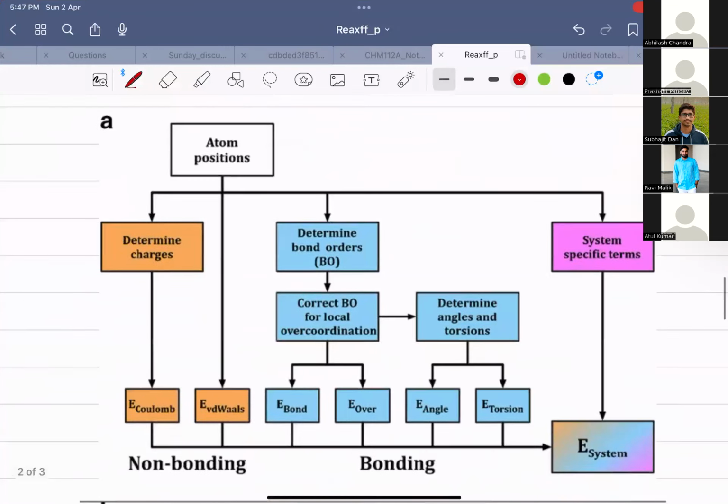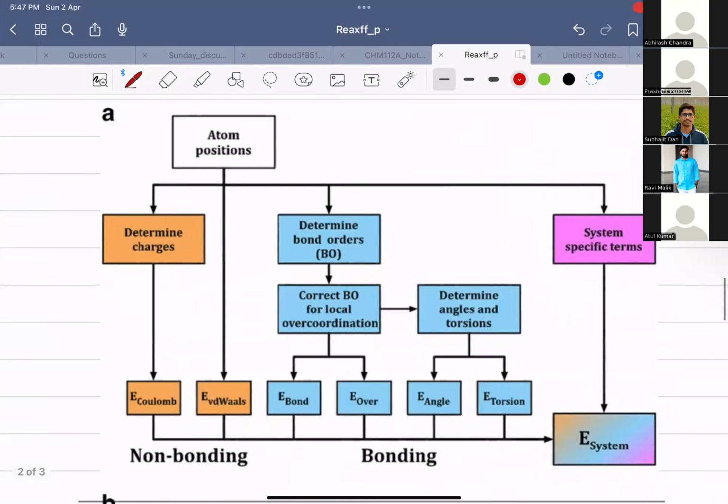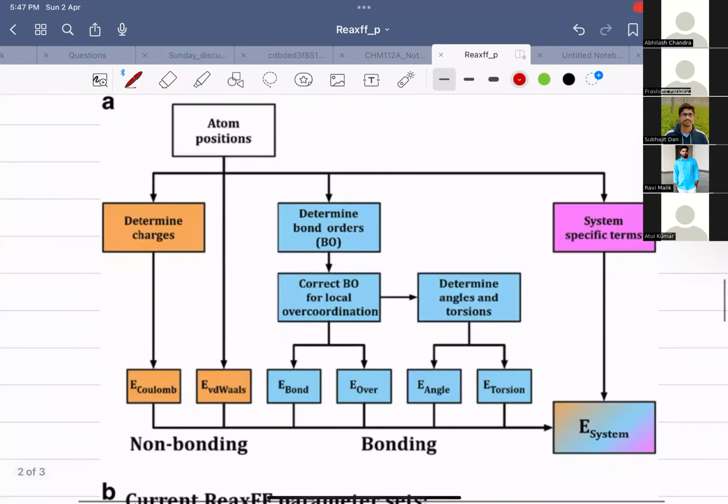So in the reactive force field, we have some atomic positions. From these atomic positions, we determine the charges, and to determine the charges we use the QEq method, which is the electronegativity equalization method. Then from there we get the Coulomb contribution to the energy, and from the atom positions we can get the van der Waals contribution.